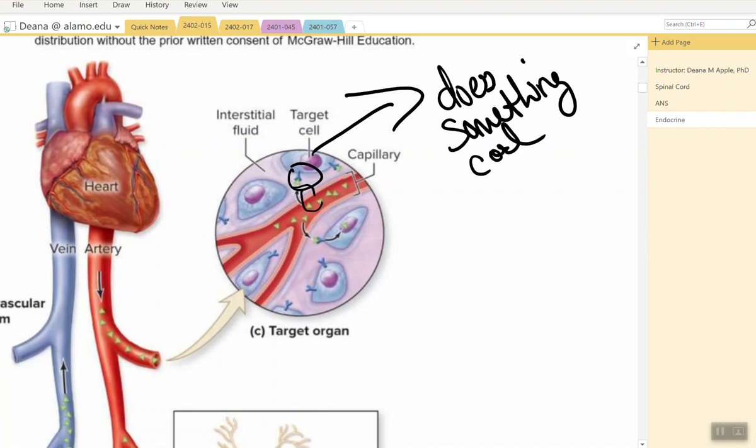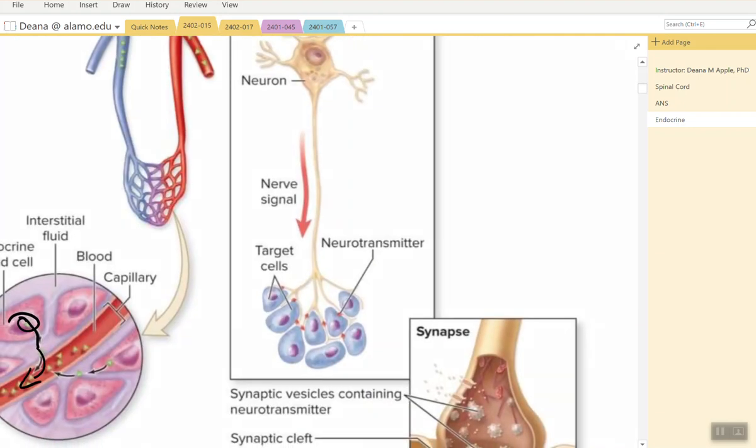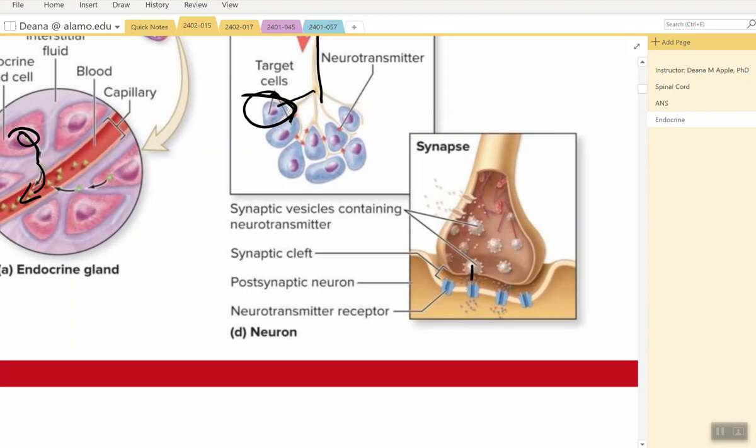Depending on the hormone, it'll be cool or really, really cool. A neuron, a little different. If you remember from last semester, a nervous system signal comes down an axon to a target cell. We have a synapse onto that target cell, and something happens specifically within that target cell. Neurotransmitter is released, it activates a receptor, and then some downstream thing happens inside that cell.